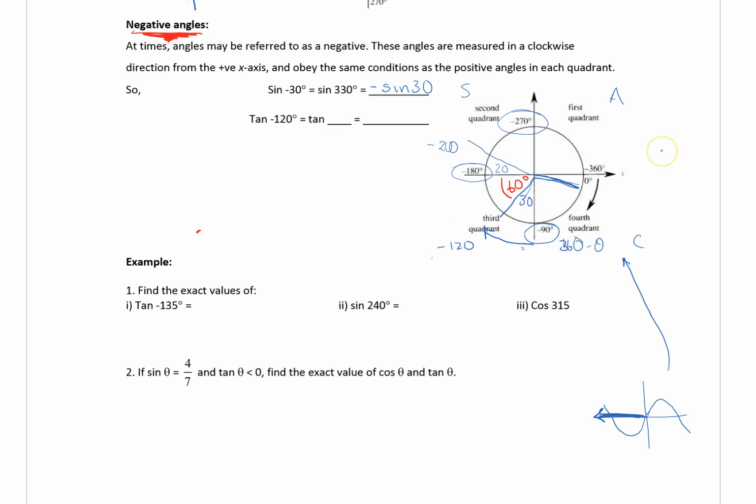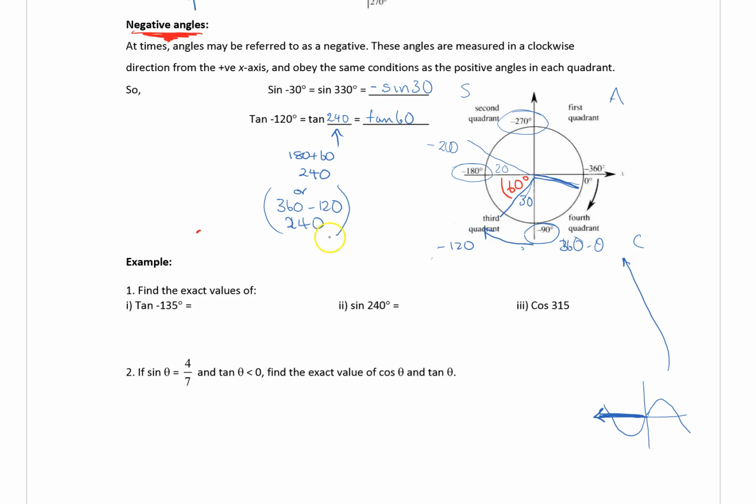Oh, we should write it's, what would that be? 180. It's the same as the tan of 180 plus 60, which is 240. And the tan of 240 is the same as the tan of 60.